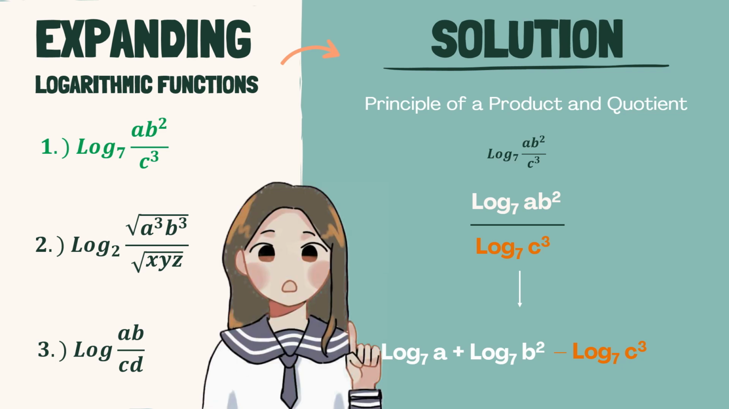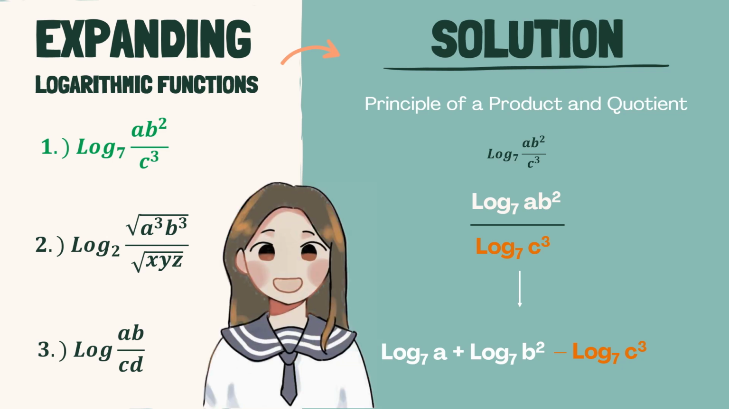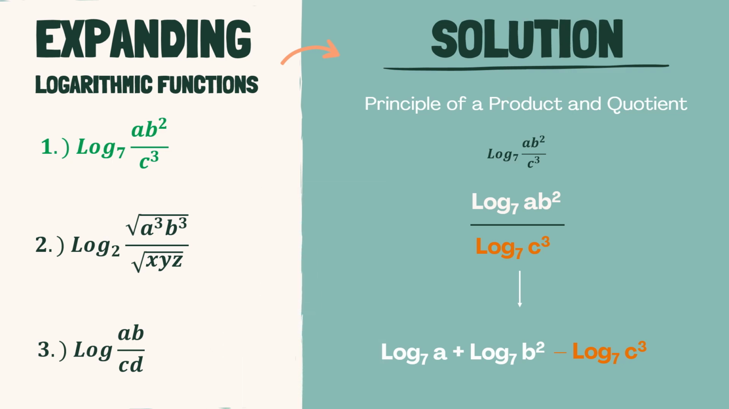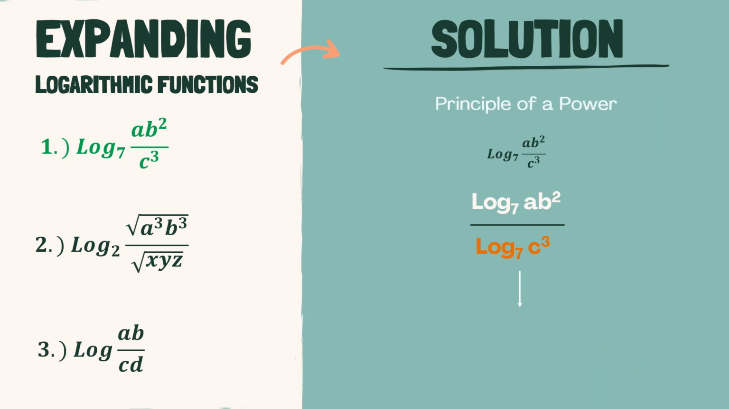Why is the operation after b squared negative? It is because c cubed is located in the denominator, and by applying the logarithmic principle of quotient, anything below will be separated with a negative sign. Don't forget to apply the property of a power, where you will place all exponents before log. And so, the final answer is log base 7 of A plus 2 log base 7 of B minus 3 log base 7 of C.